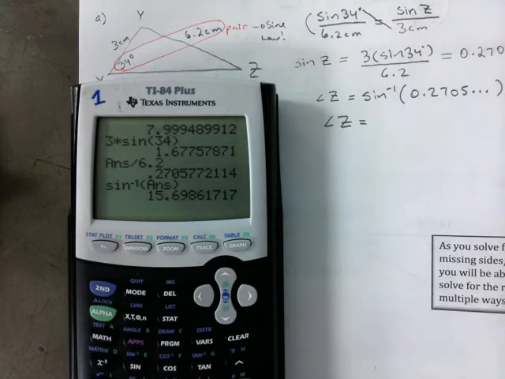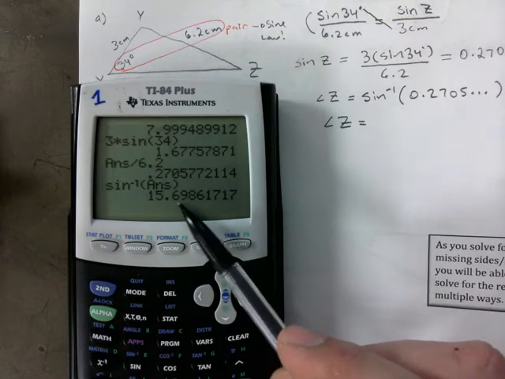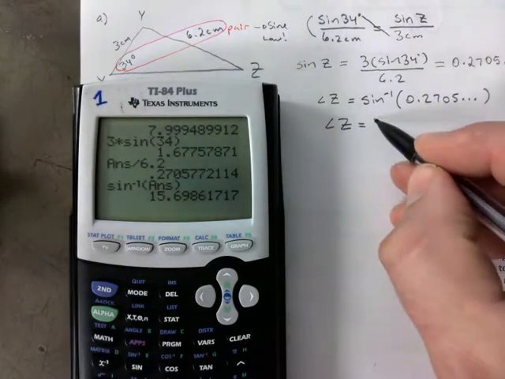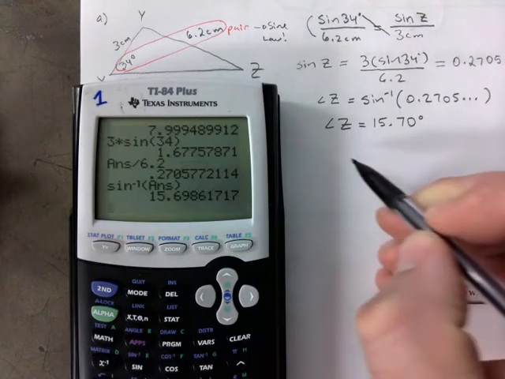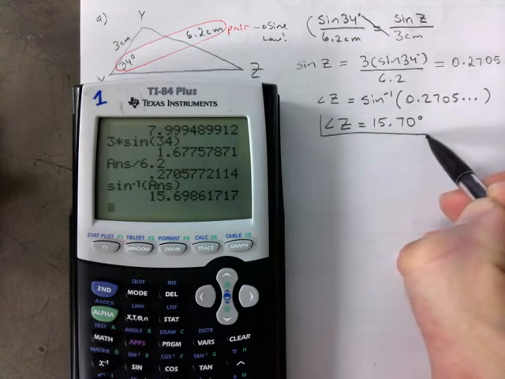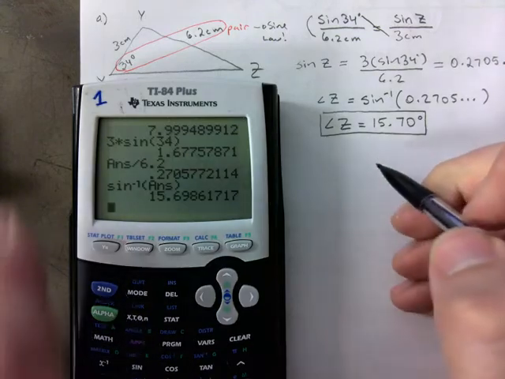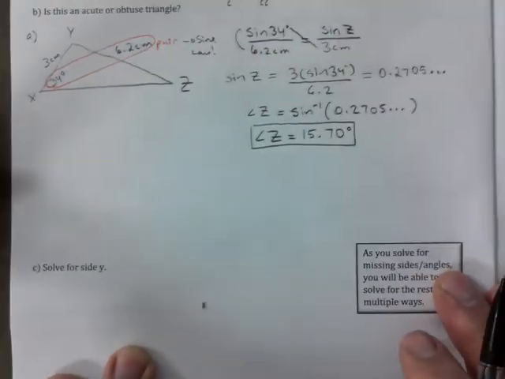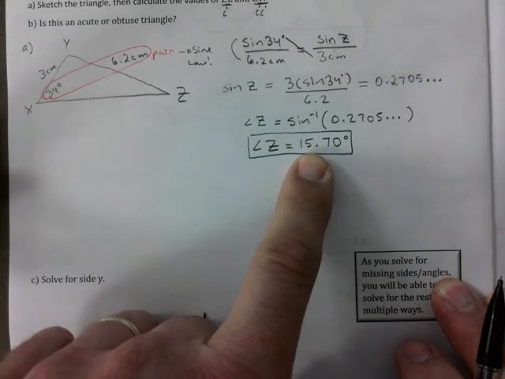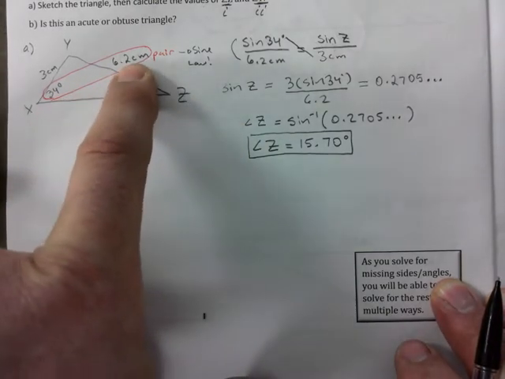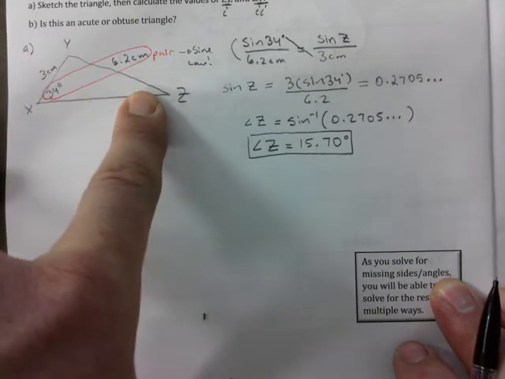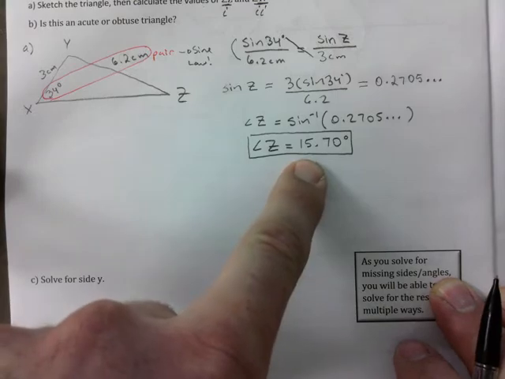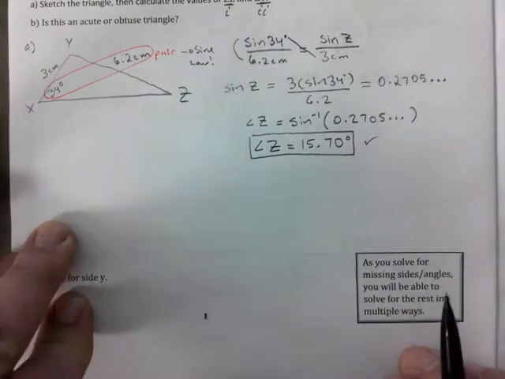So that's 15.7 degrees, right? Because that 8 bumps that to a 10, which bumps this to a 7. So that's 15.7 degrees. And I'm just going to check, does that make sense? It does, because an angle of 34 has a side of 6.2. And so therefore a shorter side should have a smaller angle across from it. So this checks out, okay? This is just saying that I checked it.